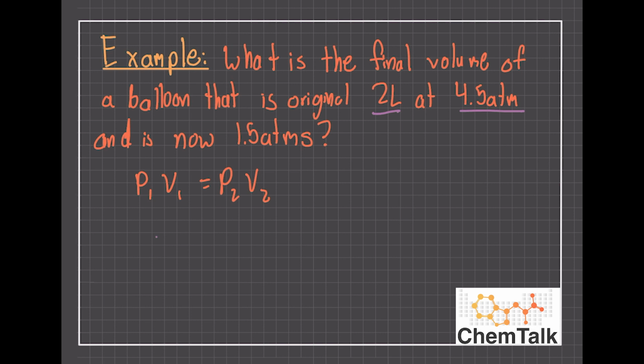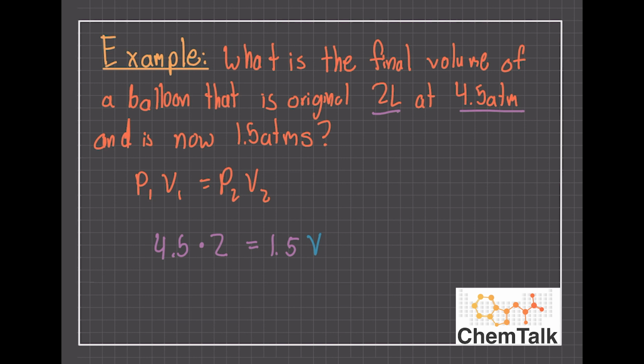Pressure is 4.5 atmospheres times 2 liters, and that equals, and now what are our final conditions? It tells us that now the pressure is 1.5 atmospheres. All right, so we're solving for the volume of the final balloon or final container. So now we know we have to move the variable that we're solving for all on its own on one side of the equal sign.